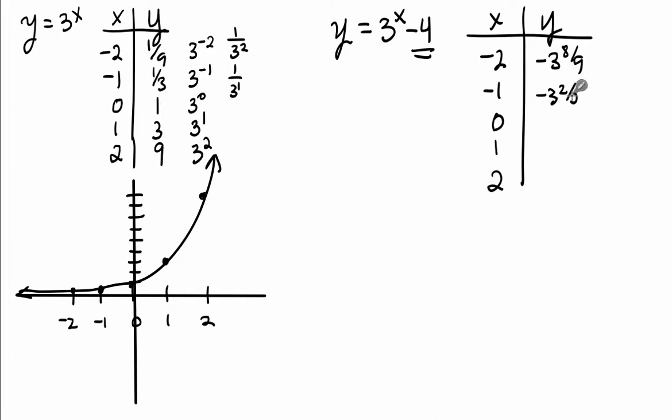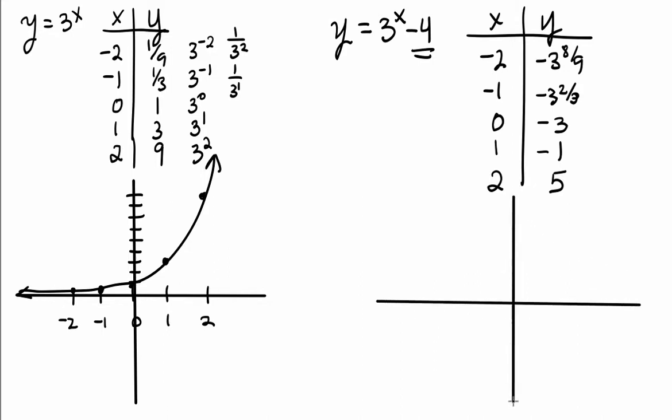Instead of a y value of 1, we'd end up with a y value of -3. Instead of a y value of 3, a y value of -1. And instead of a y value of 9, a y value of 5. So creating the coordinate system, we can see that we don't have to go up quite as high on the y-axis as we did last time, only up to 2, 3, 4, 5.